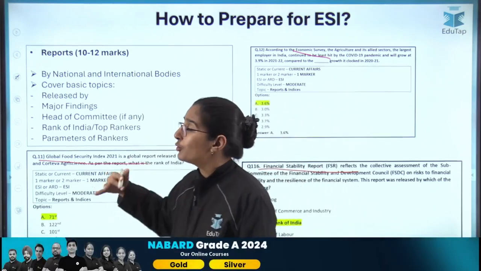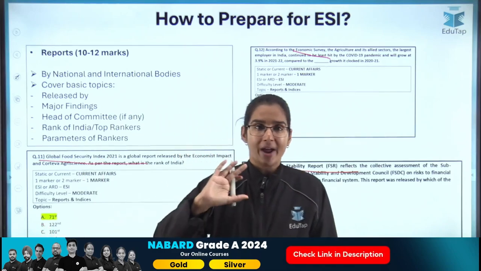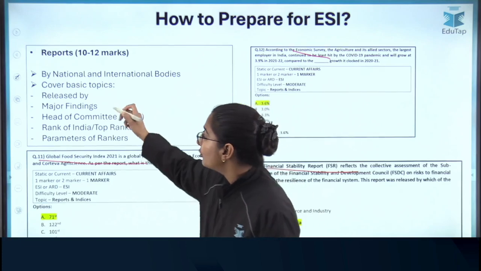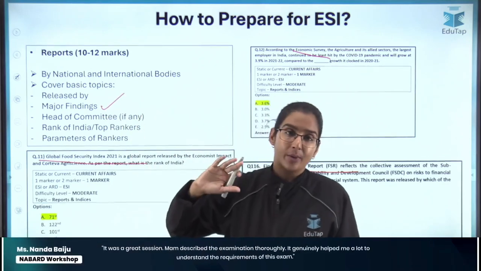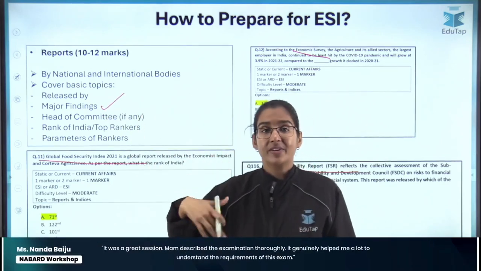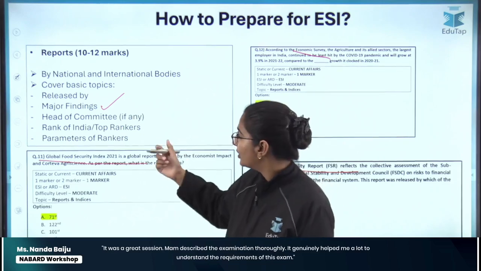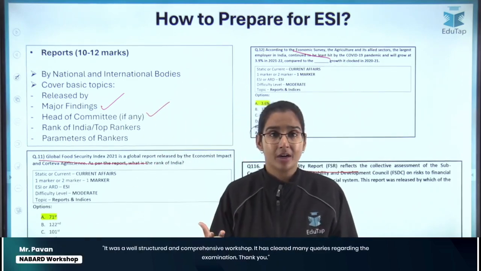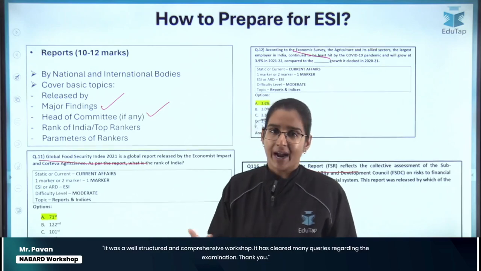Then what do you have to cover from these reports? I have told you that you have to cover the reports, but what actually do you have to read? You have to read the major findings. If there were any major findings, or if they have given any sort of ranking, then you have to read that. Also the head of the committee, who was heading the committee which prepared the report.